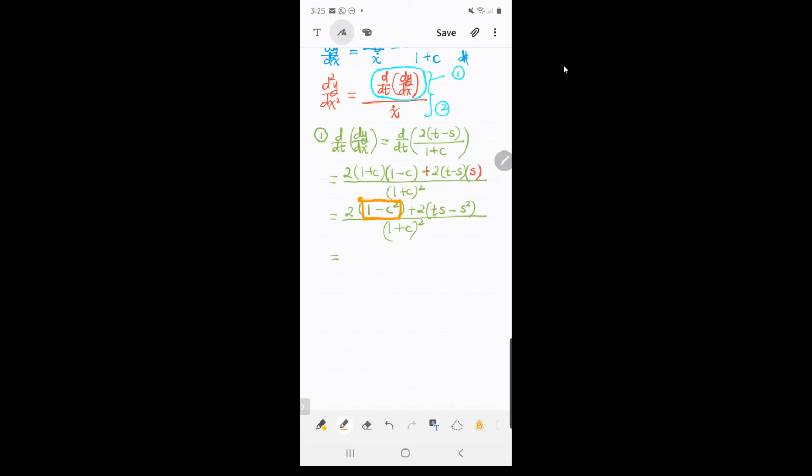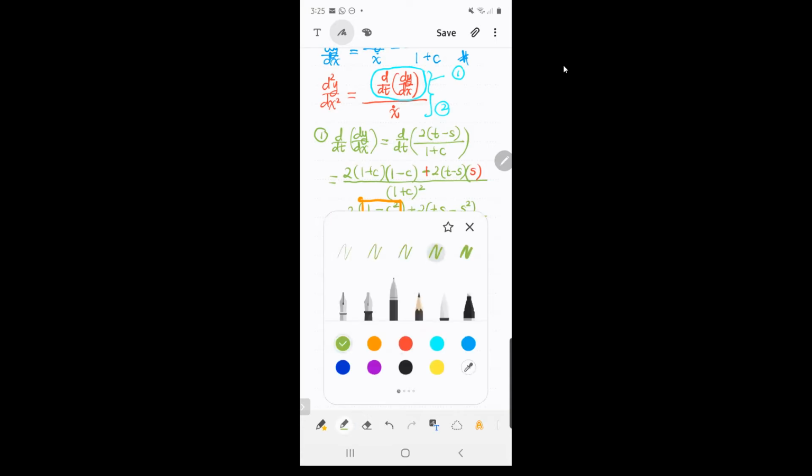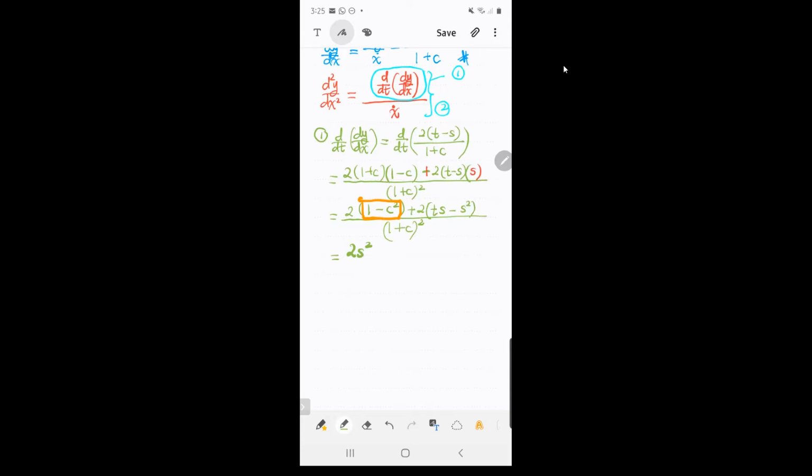That will give you s squared, isn't it? So you can now change using the identity. So 2s squared. Wow, this is too thick. Okay, so you have 2s squared, then plus 2ts followed by minus 2s squared divided by 1 plus c squared.